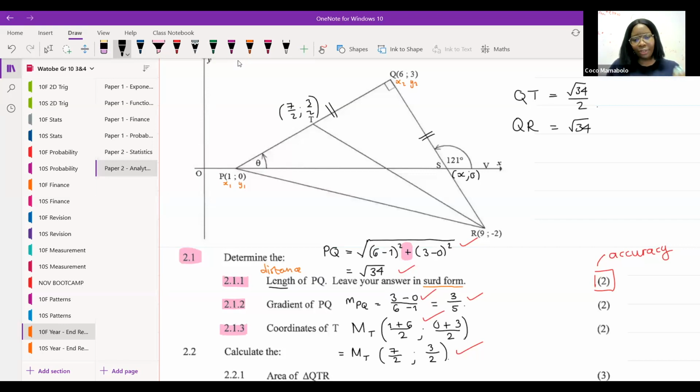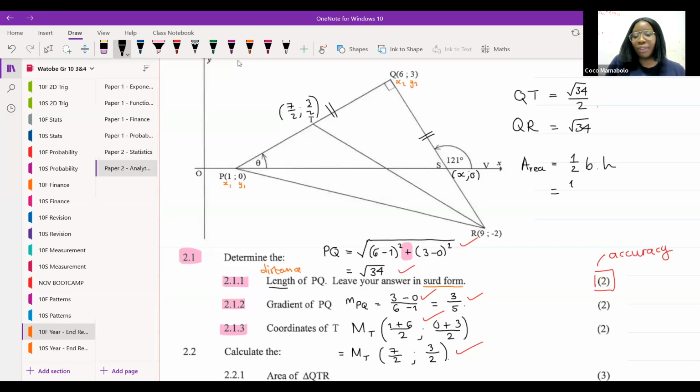In order to calculate the area, do we need the length of TR? Not really, no. We just need half base times height. Correct. We just need the base and the perpendicular height. Good. So what is the formula for the area of a triangle again? It's half base times height. Good. So we're just going to punch that into our calculator.